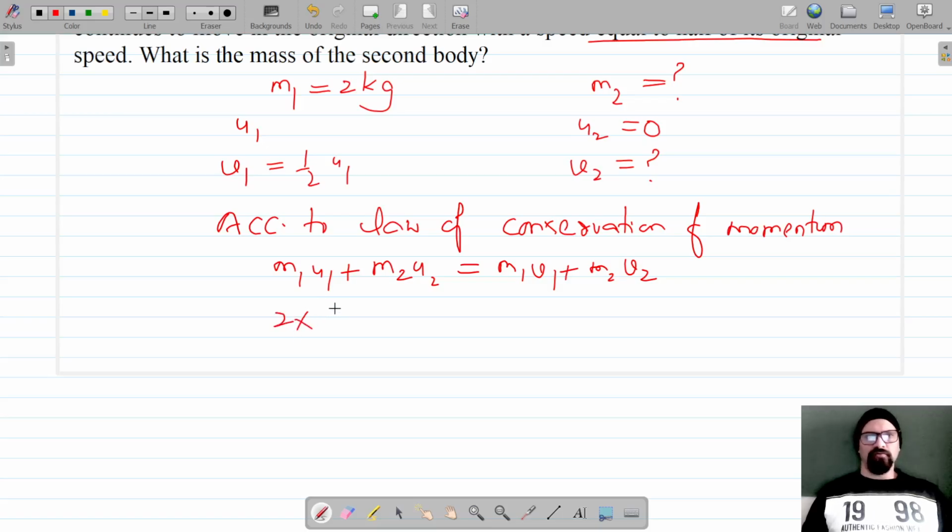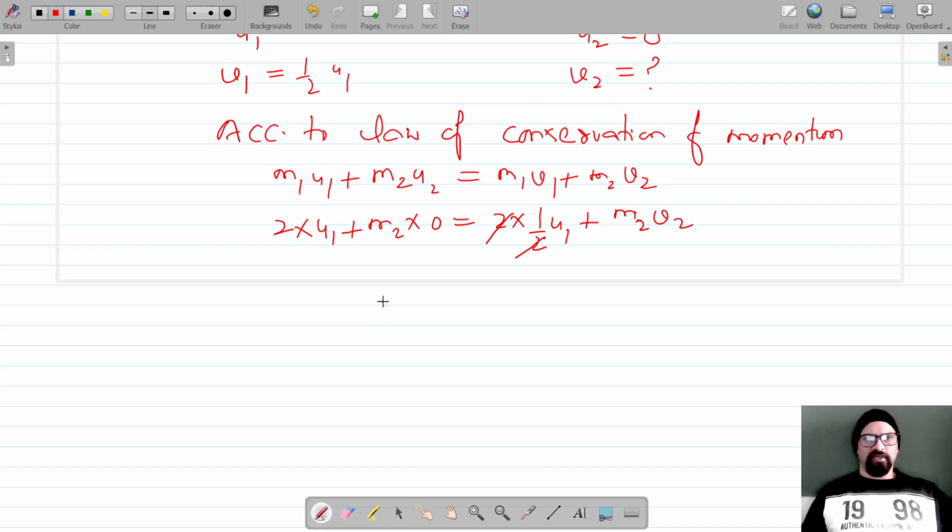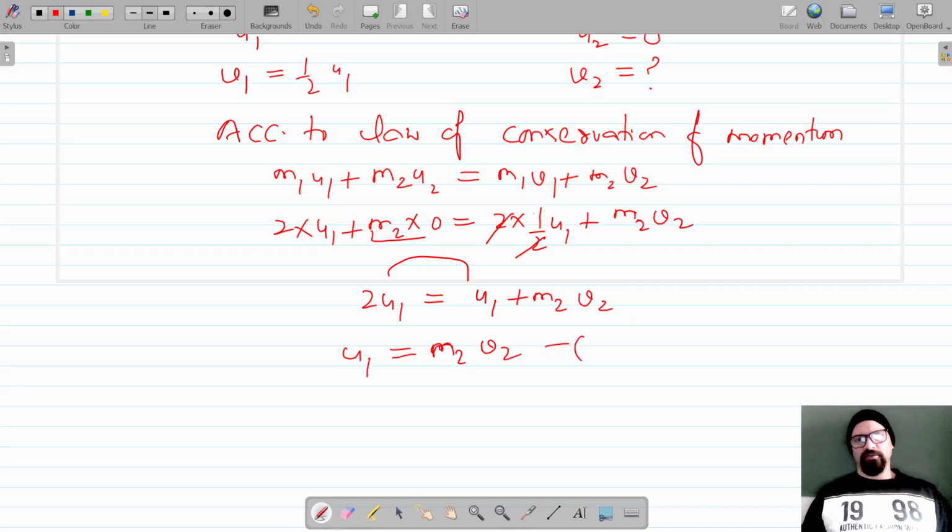So m1 is 2, u1 is not known, m2 is not known, u2 is 0, m1 is 2, final velocity of the first body is half of the original velocity, and m2 is not known, v2 is also not known. So this gets cancelled. Finally we have 2u1 equal to m2 into 0, which is 0, so it's u1 plus m2 v2. So 2u1 minus u1 is u1, which is equal to m2 v2. Let this be equation 1.